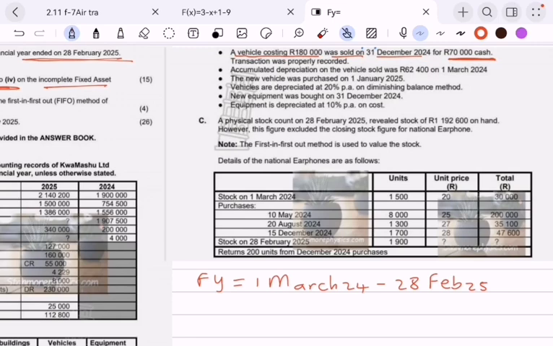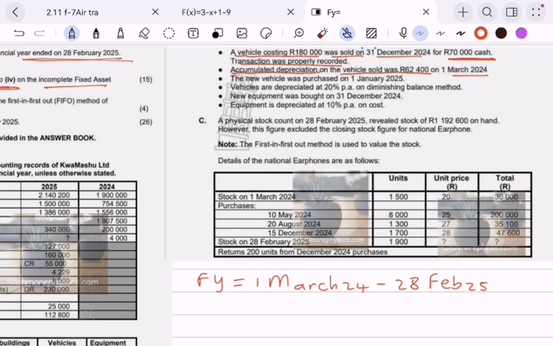It's something different, rather. So they're saying to us the transaction was properly recorded. Beautiful. So since the transaction was properly recorded, let's go do our own workings. Oh, look here. Accumulated depreciation on the vehicle sold was 62,400 on 1st March 2024. So that was our accumulated depreciation at the beginning. Then after that, they said the new vehicle was purchased.